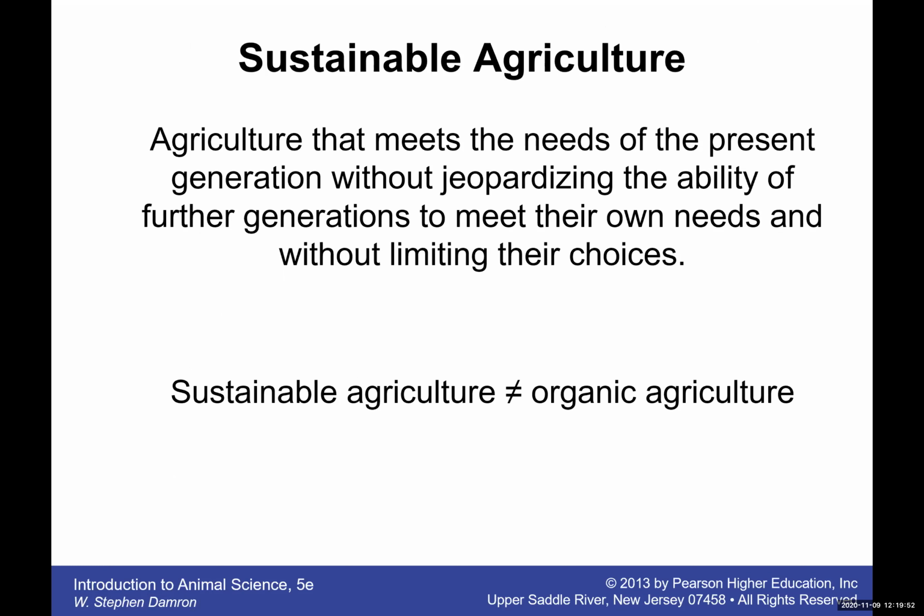Producers have to basically go through a rigorous checklist, but also meet rigorous production practices to be able to be considered organic. Sustainable, on the other hand, is this idea of trying to meet the current needs without affecting the future's ability to meet their needs.